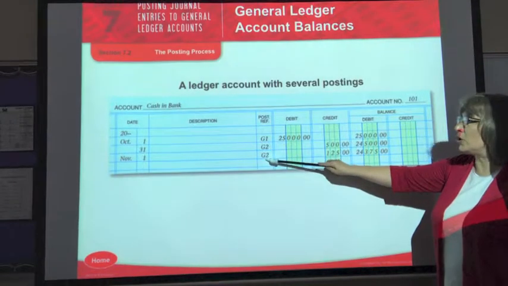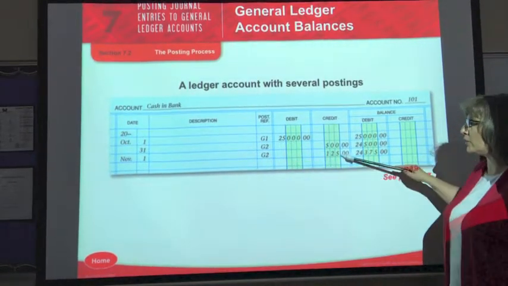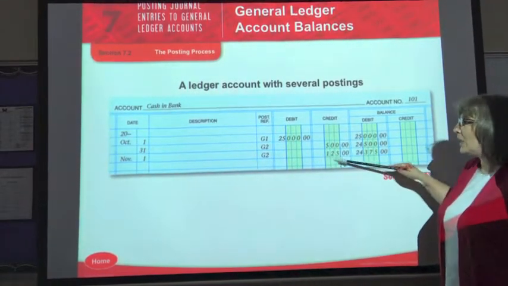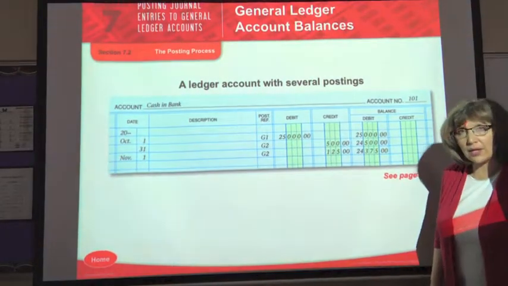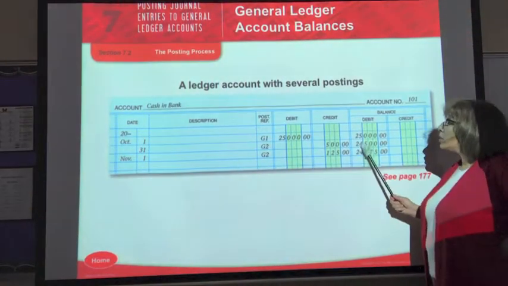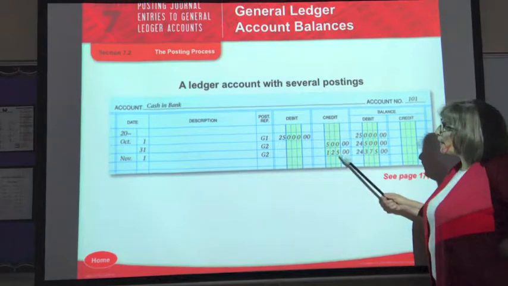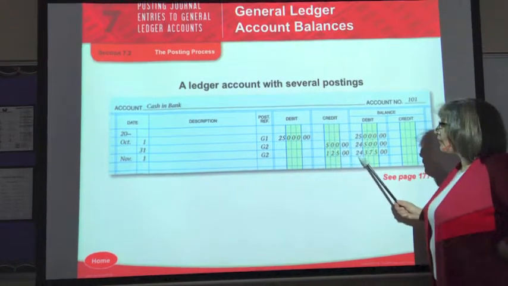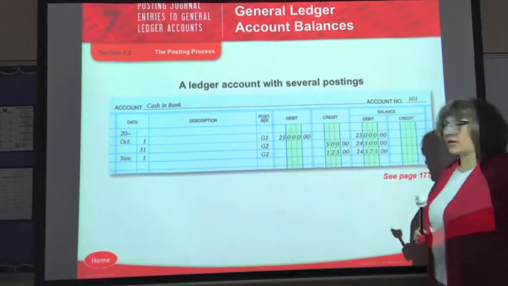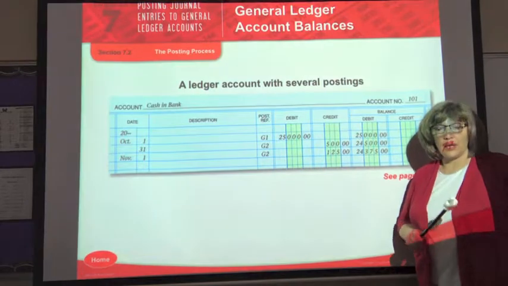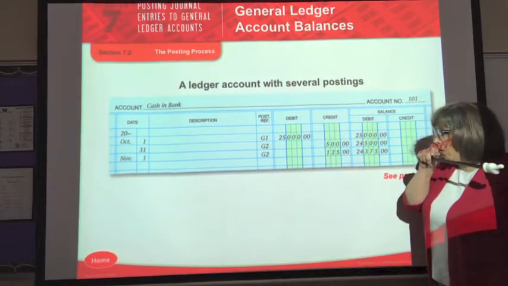Likewise, on November 1st, we had a transaction that appeared on General Journal, page 2 for $125. We don't just have $125 left. Rather, we have $24,500 minus $125, and we're left with $24,375 in cash.